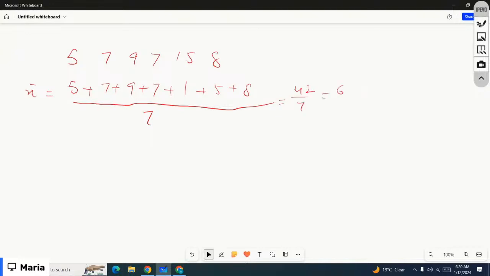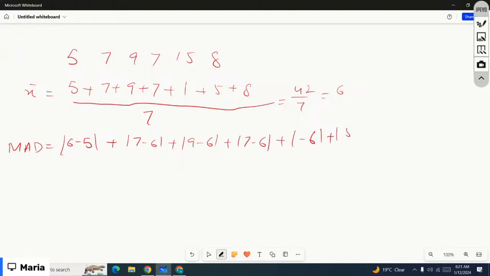So the mean is 6. Now just calculate the mean absolute deviation. So that is, subtract the mean from each value and calculate the mean. 5 minus 6 plus 7 minus 6 plus 9 minus 6 plus 7 minus 6 plus 1 minus 6 plus 5 minus 6 plus 8 minus 6, right? Okay, so here you have 1, 1, 9 minus 6 is 3, 7 minus 6 is 1, 6 minus 1 is 5, 5 minus 6 is 1, 8 minus 6 is 2.